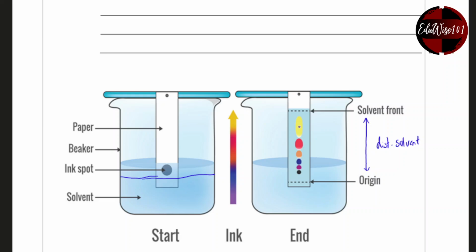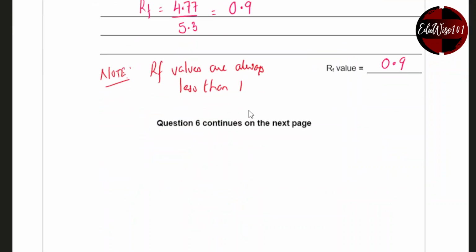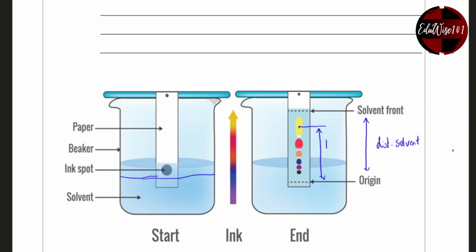And let's say you want to find the RF value for the yellow color. So from the middle line, you draw a line and then basically measure the distance between your pencil line and this, right? So solvent and color, right? So pigment distance. So RF value is pigment distance or color distance over solvent distance.